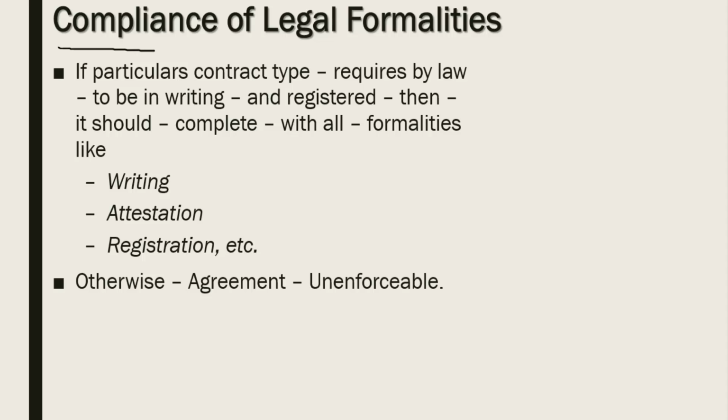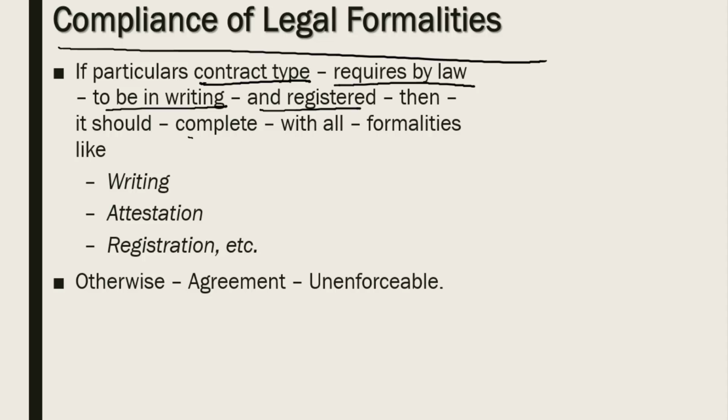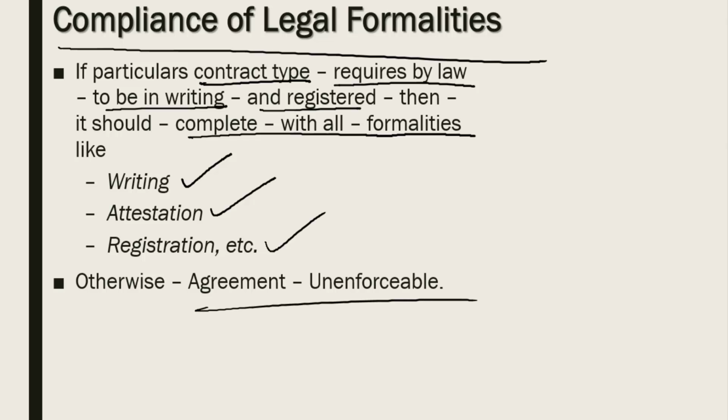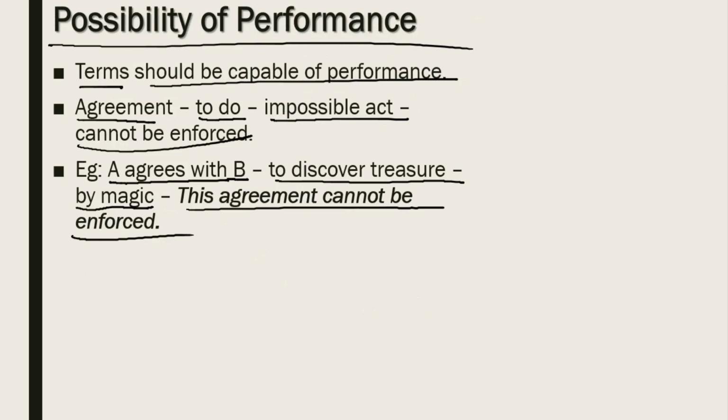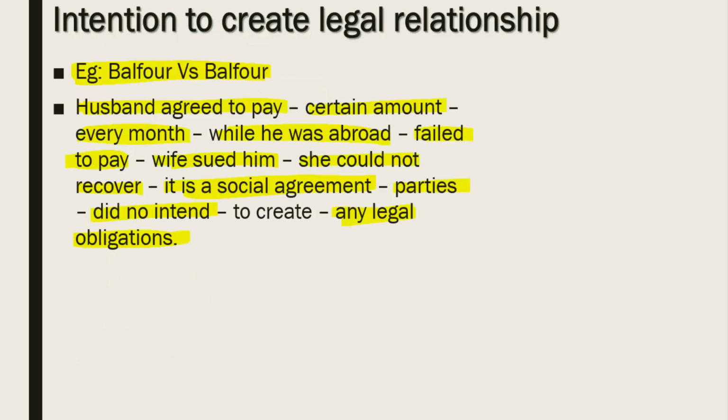Then finally comes the compliance of legal formalities. If a particular contract type requires by law that it should be in writing or registered, then it should be complete in all formalities like writing, attestation and registration. Otherwise, that particular agreement becomes unenforceable by law. So, these are all the broad or salient features of an agreement.